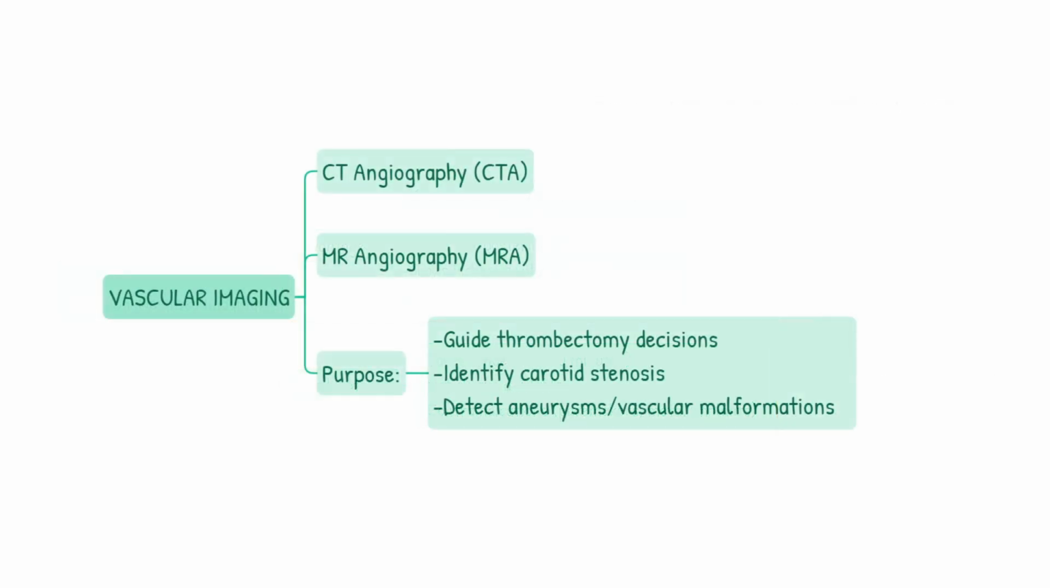After initial brain imaging, we need vascular imaging. The two main options are CT angiography and MR angiography. The purposes of vascular imaging are to guide thrombectomy decisions by identifying large vessel occlusions, identify carotid stenosis that may need intervention, and detect aneurysm or vascular malformations.